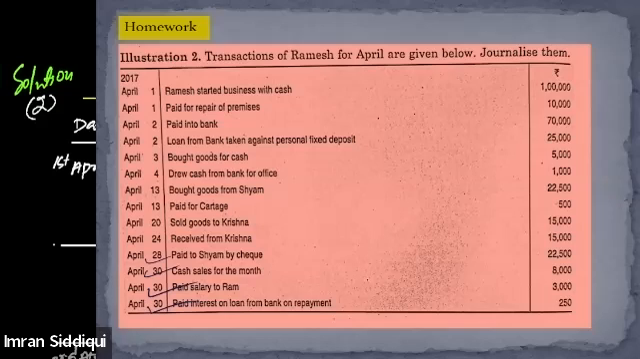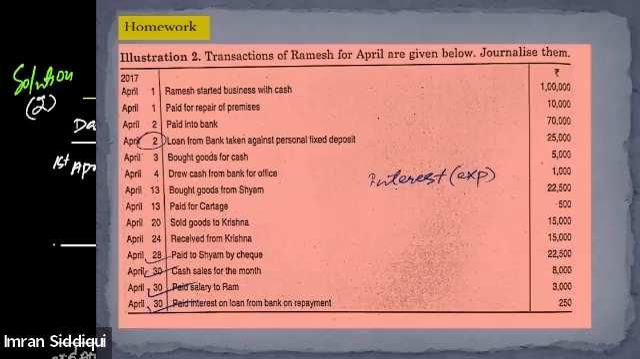Now moving on to the last transaction: paid interest on loan from bank on repayment. See, earlier we have taken a loan on April 2, right? Now we are returning that. We are paying the interest on that loan. We are not returning the loan, we are just paying the interest. So first of all, tell me whether we are receiving the interest or paying the interest. Sir, we're paying the interest. Because we are paying the interest, is it an income or an expense? It will be an expense. Perfect.